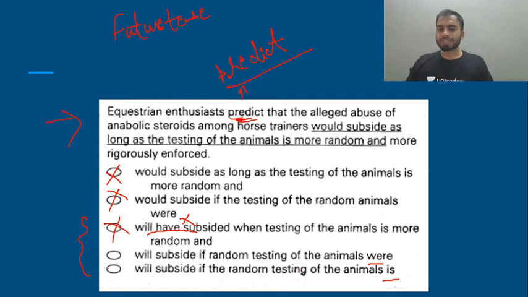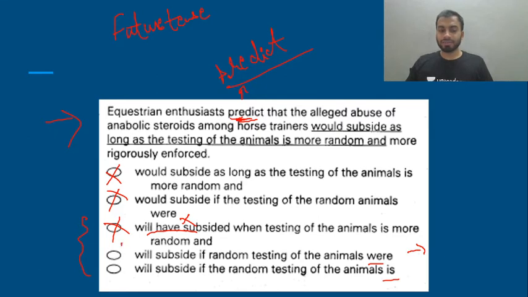What is a better construction when it comes to future tense? When you're trying to predict something, "will subside if the random testing of animals is more rigorously enforced." With "were", the "to" also comes along, right? "Will subside if random testing of the animals were to be rigorously enforced," right?